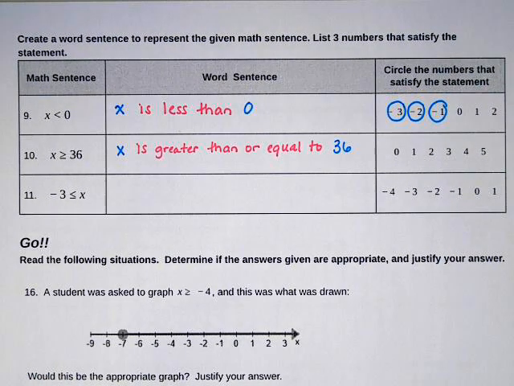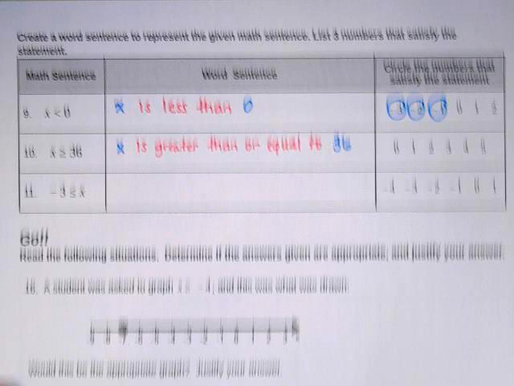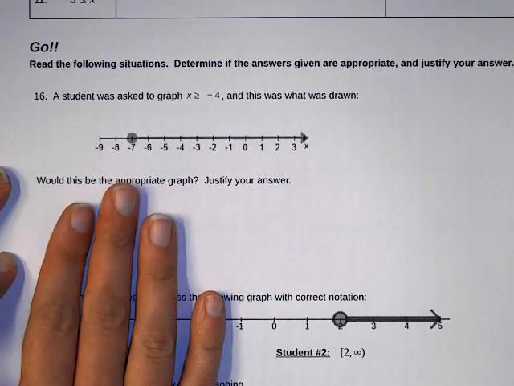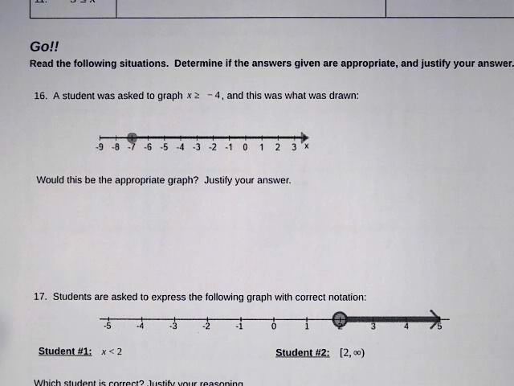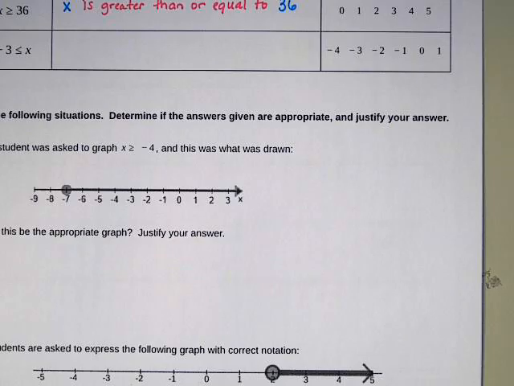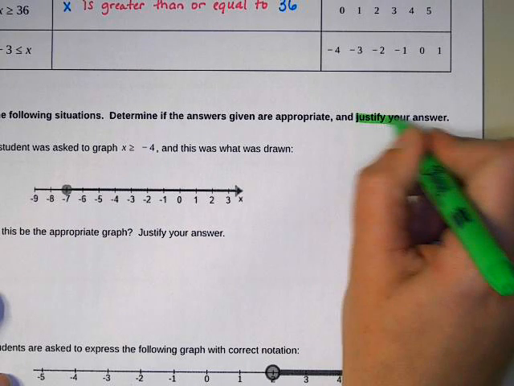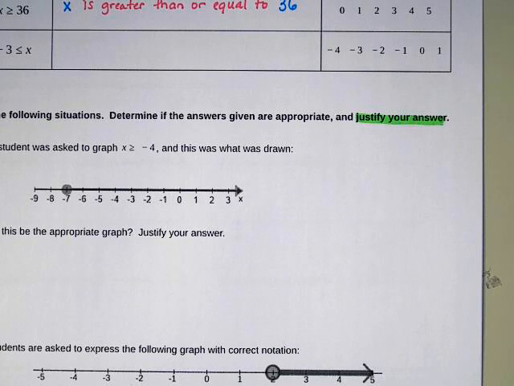We're going to skip number 11 for now, and let's jump down to the last set of practice problems, which is getting us ready for the go. We're going to read these scenarios, and we're going to try to decide what is wrong, what is right, and which student is correct. So this is all about how we justify our answers. Justifying here, explaining, is going to be really important.